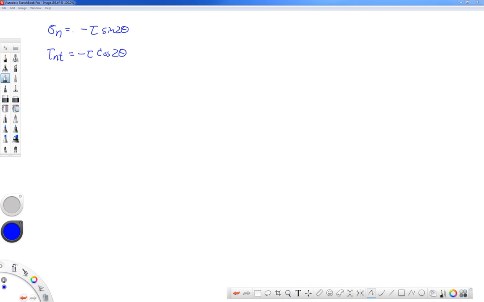All right, so let's take a look at these equations for a moment. Suppose we wanted to find the maximum shearing stress in a bar that's subjected to torsion. So here we have our bar, and we have our torque applied to it. And we want to find the angle, theta, as we've defined it here, where we have the biggest shearing stress.